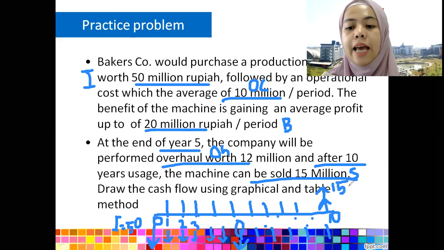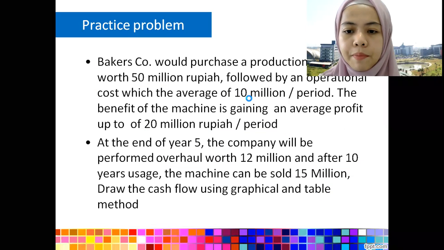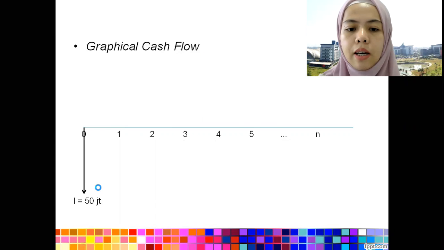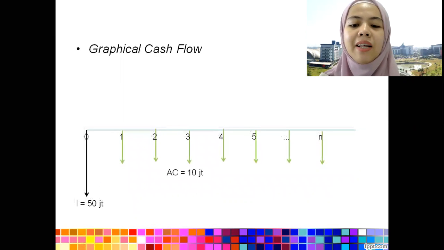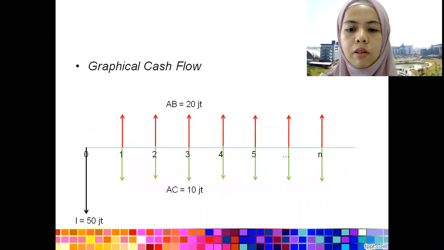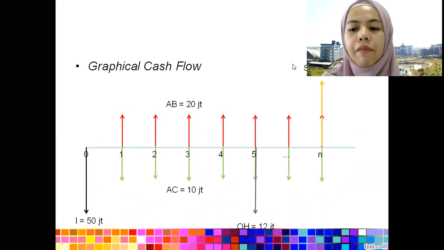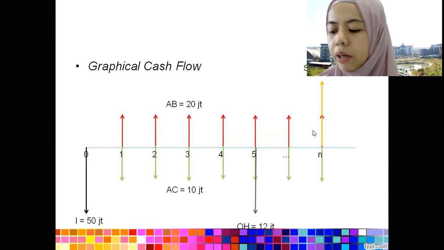So that's it. That's the answer to the practice problem using the graphical method. Just follow this. This is the better version of mine, using very accurate lines. Don't forget to put in the axis. We have a double arrow for overhaul and also for salvage value. The salvage value itself is just like a terminal cash flow, which only occurs at the end of the period.